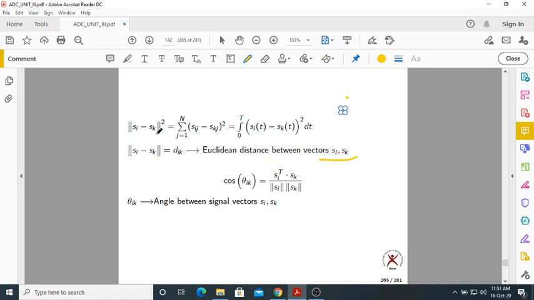So this is what we find. This is the square of the distance between two signal vectors Si and Sk. That is norm Si minus Sk whole square, equal to this much. That is also equal to this much. Simply, integration 0 to T, Si of t minus Sk of t whole square dt. This is called the distance between two signal vectors Si and Sk, or the square of the distance between these two vectors will be this much. You try to find this.